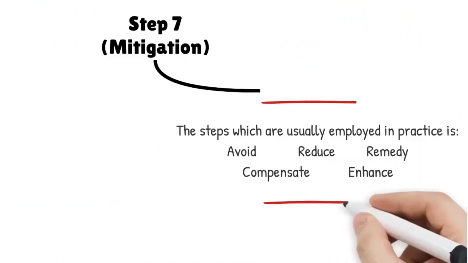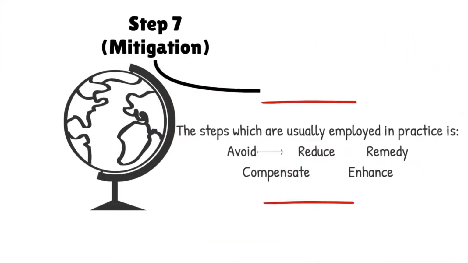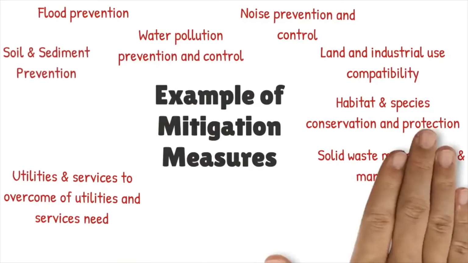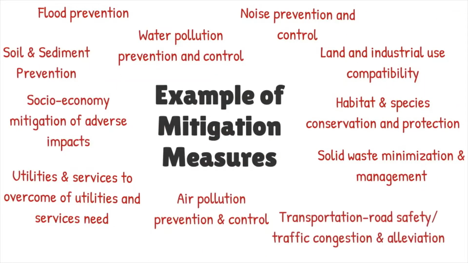Step 7 is about the mitigation. This step is very important because the identified negative impacts are alleviated. The steps that are usually employed in practice are avoid, reduce, remedy, compensate and enhance. The step-by-step mitigation measures are usually employed to eliminate, reduce and compensate all the identified significant impacts.